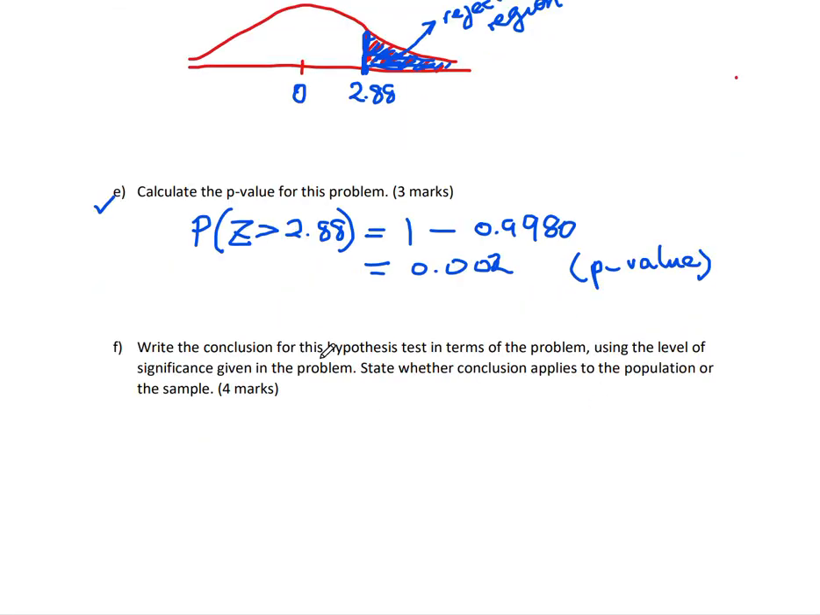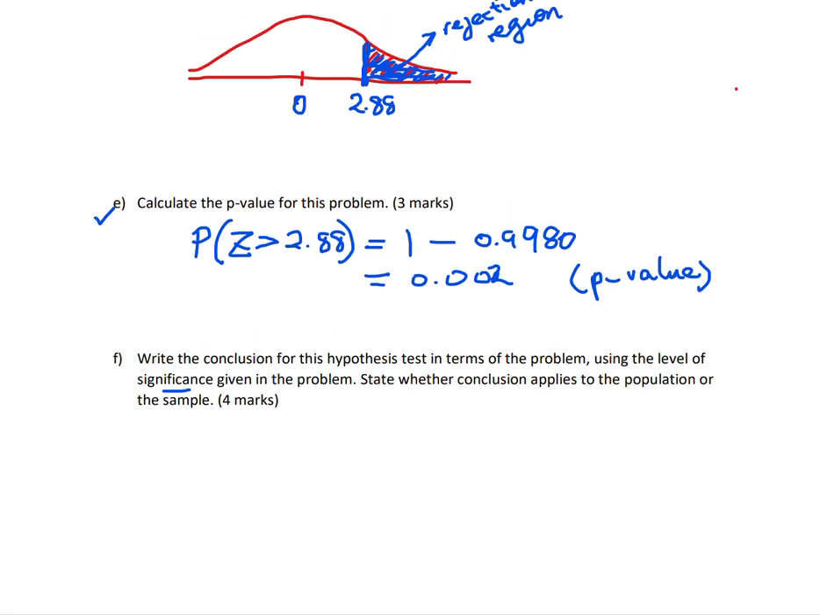Now write a conclusion for this hypothesis test in terms of the problem, using the level of significance given in the problem, and state whether the conclusion applies to the population or sample. Well, these kinds of hypothesis tests always apply to the population. You're using the results from a sampling process to see if there's enough evidence from that sample to reject the old, established condition, as expressed in the null hypothesis.